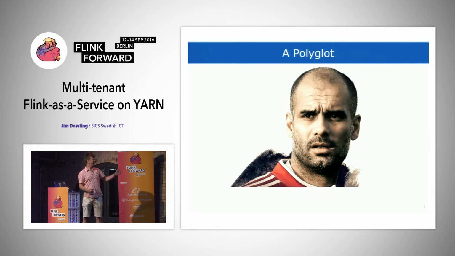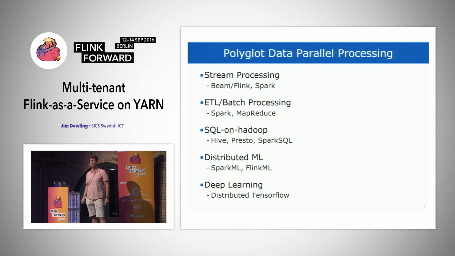So many of you will know this is Pep Guardiola. He's probably the world's most famous football trainer, and he speaks 5 languages fluently. He's a polyglot, right? And some say that makes him a better football trainer because he can speak to the players in their own native language and he can motivate them that little bit better. Now, if we think about big data, we've now entered the era of polyglot data parallel processing. So you may have heard the term polyglot persistence in databases. We're there now in terms of data parallel programming.